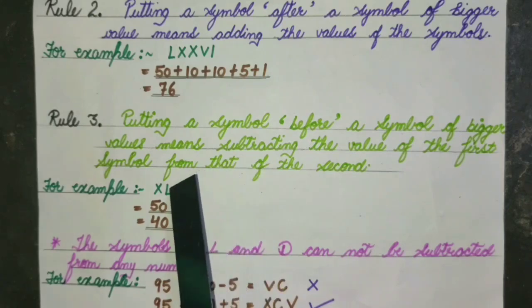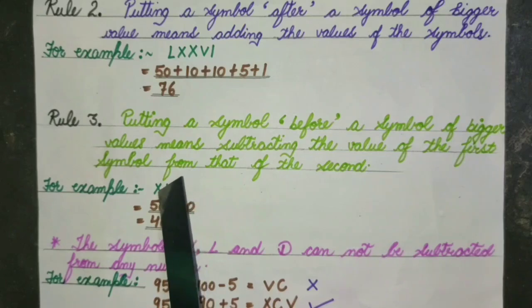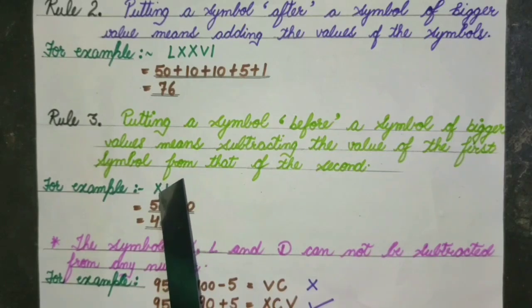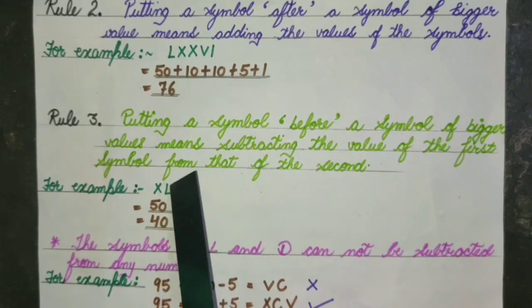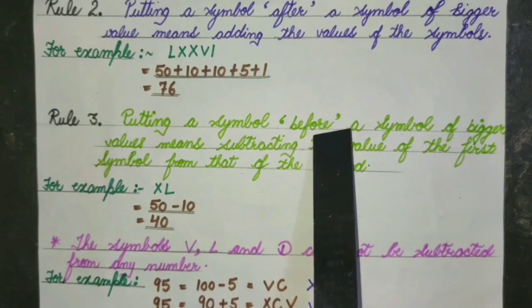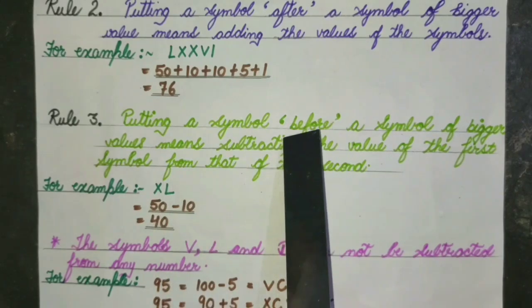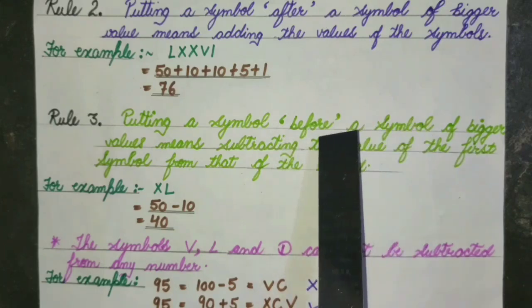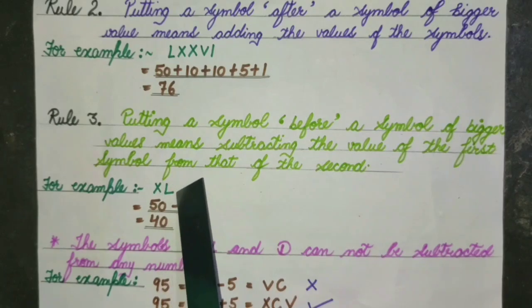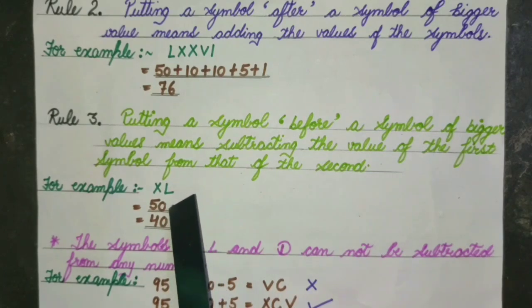I have written here XL. X means 10 and L means 50. X we have used before 50. And when we are using a symbol before a symbol of bigger value, it means we have to subtract the first value from the second. So we will subtract 10 from 50. Hence the answer is 40.